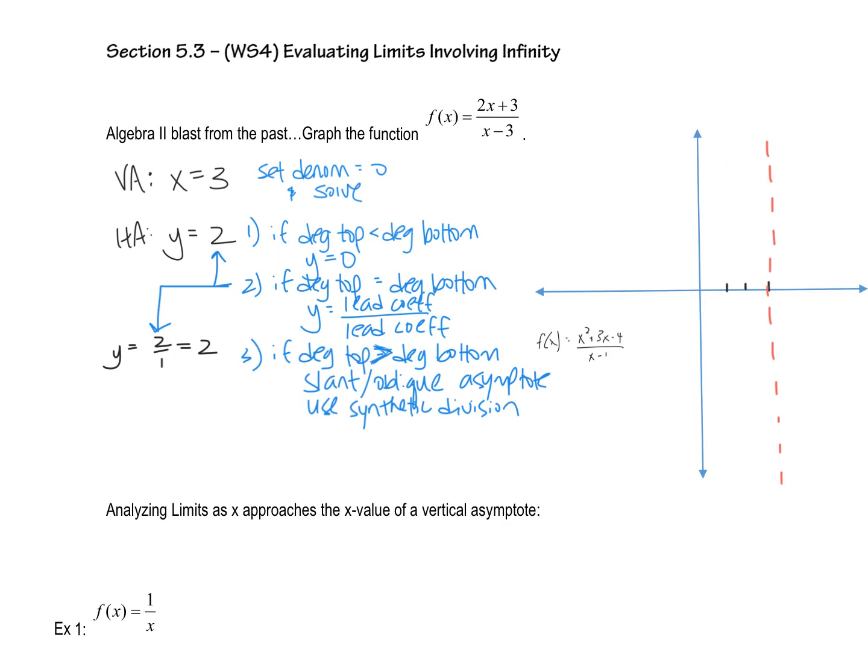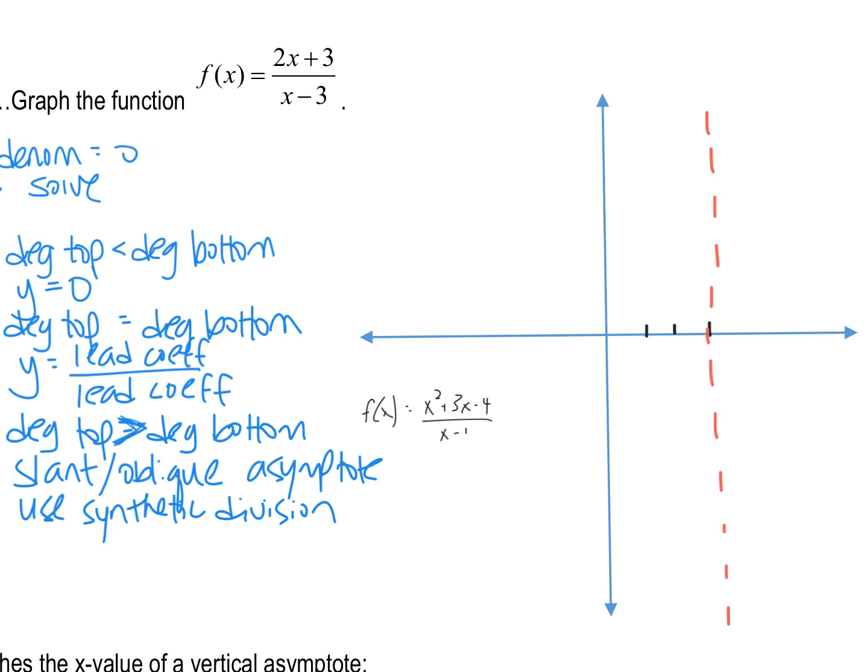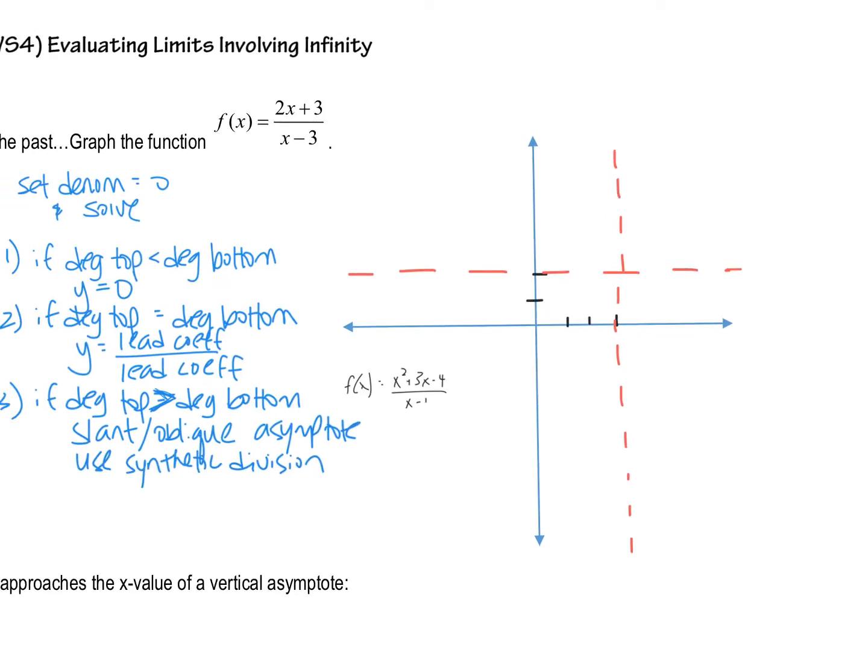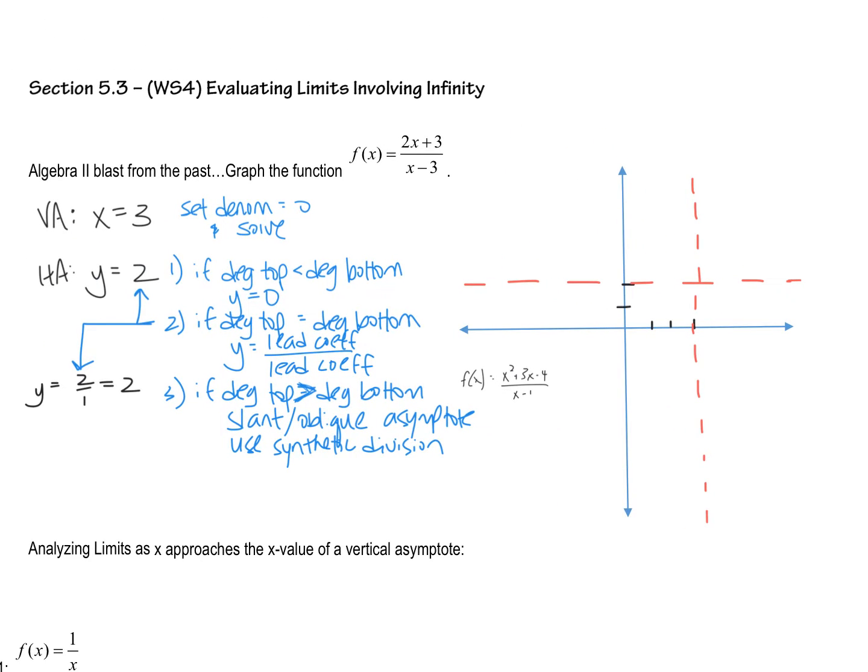So I need to do my dotted line for y equals 2 here. Again, the degree on the top was 1 and the degree on the bottom was 1, so that makes it fall into the second category. Y equals the lead coefficient over the lead coefficient, which is how I got 2. So at 2, I am going to put a horizontal line. So it's really important that you make sure that you don't mix up the horizontal and the vertical lines, okay?